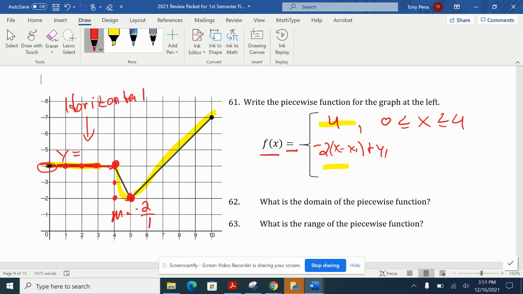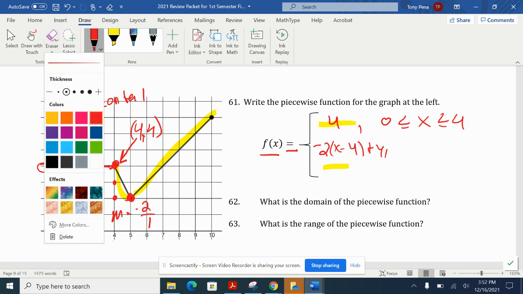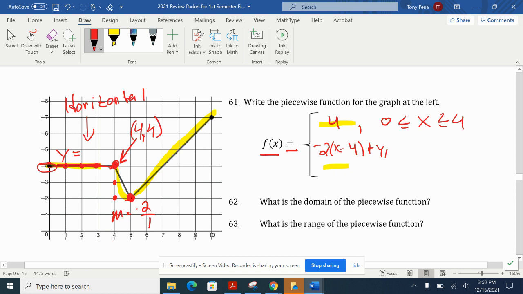We can use any point. I'm going to use this point right here. That point has the coordinates of 4, 4. So we come back over to our line. The x coordinate is 4. The y coordinate here is a 4. So let me erase this y. And I know that is 4.